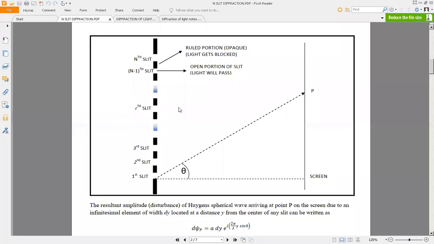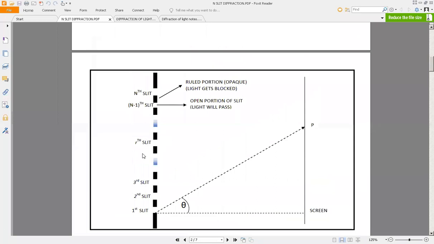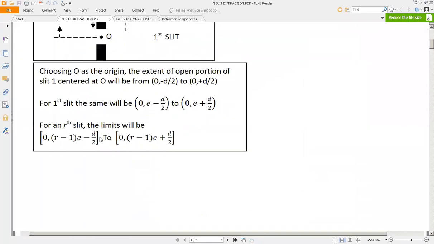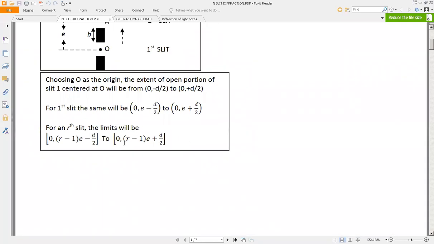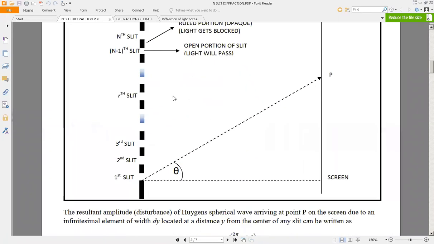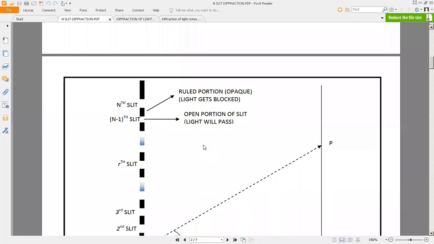I'll take a general arc slit. I hope you can notice this here. I'll pick up an arc slit and try to represent the extent of the slit, the limits of the slit. So from where to where the arc slit is extending. I'm going to write that as (r minus 1) e. Let me show it here, it will be easier: (r minus 1) e minus d by 2 to (r minus 1) e plus d by 2. These limits I'm going to calculate in the next class. With those limits, we'll do the same integration and get an expression, which I'll conclude in the next class.